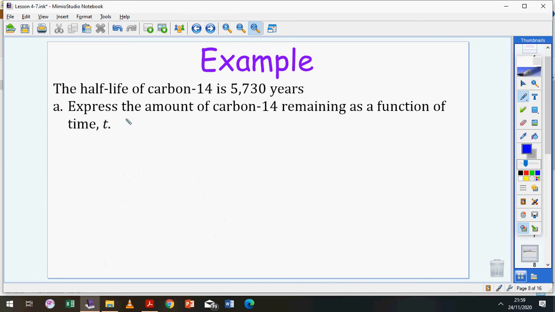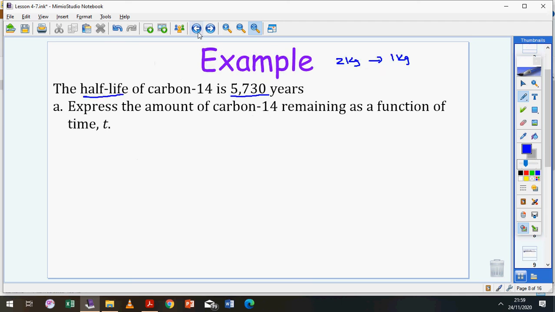Another example is carbon dating, like I told you earlier. If the half-life of carbon-14 is 5730 years, this means that it takes carbon-14 5,730 years to decompose to half its original mass. If its original mass was 2 kilograms, then after 5,730 years, its new mass will be 1 kilogram. That's what half-life means. Express the amount of carbon-14 remaining as a function of time. Now, this one is as a function of time.